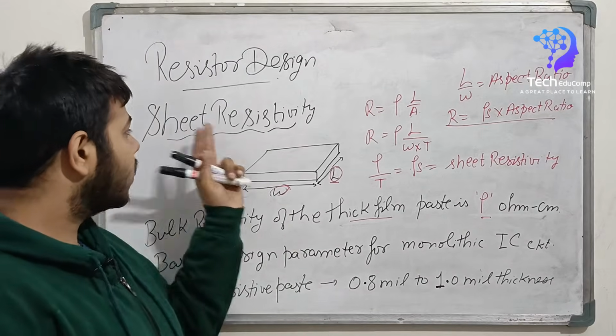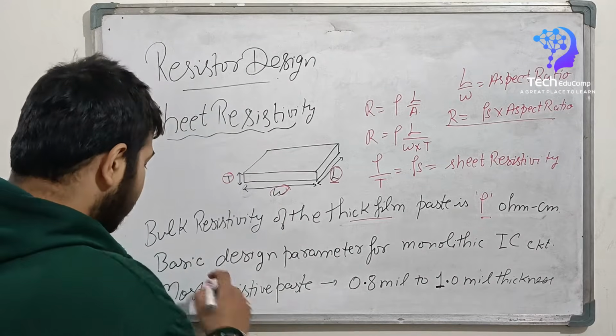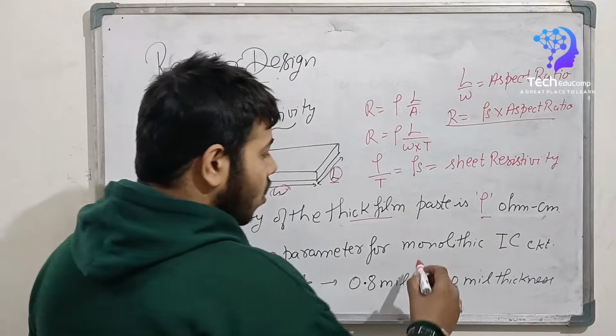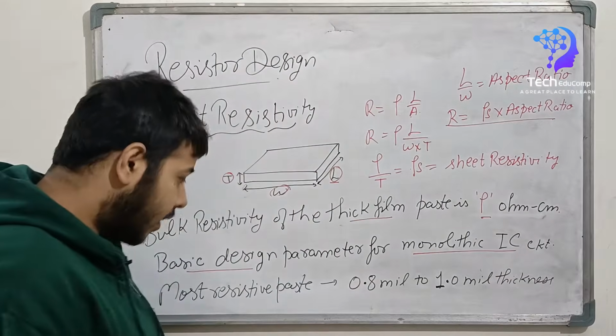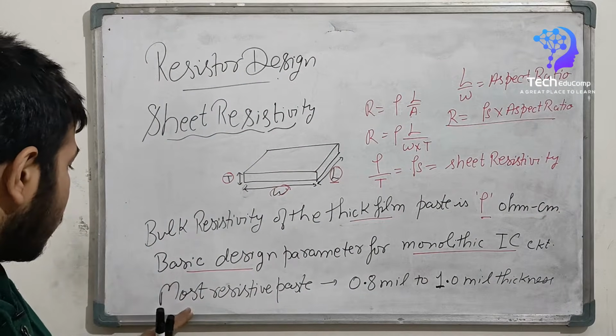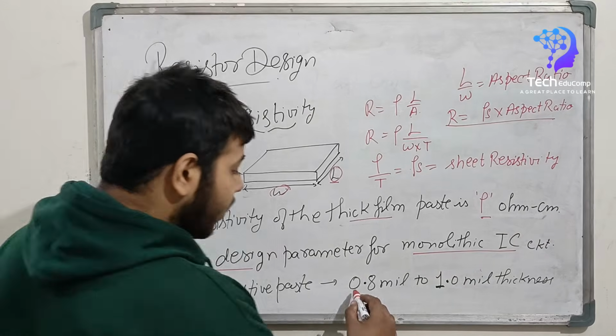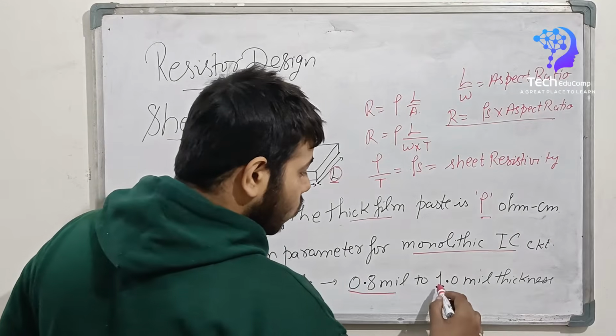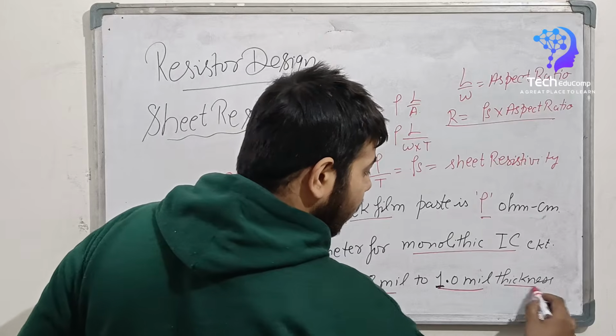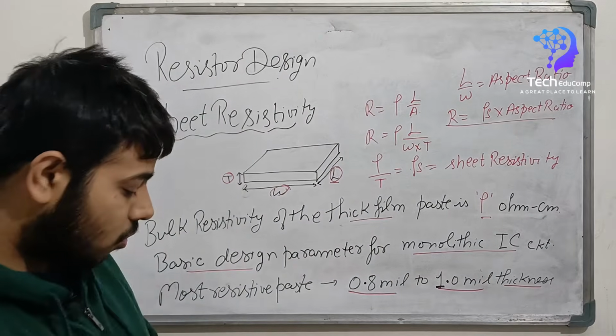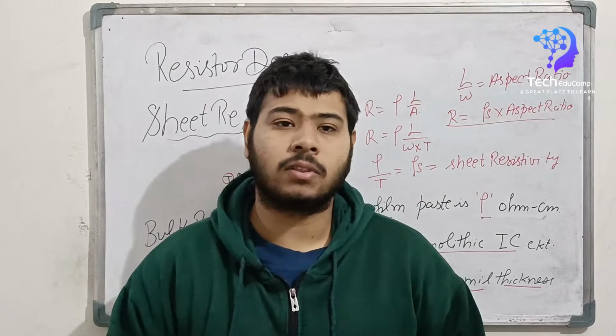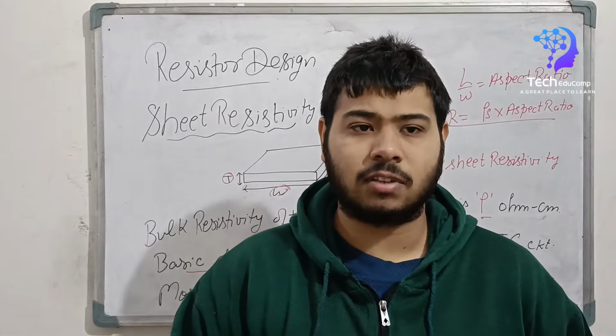Also, the sheet resistivity is the most basic design parameter for monolithic IC circuits, and most resistive paste is between 0.8 mils and 1 mil of thickness. So this was the sheet resistivity in the designing of resistors.